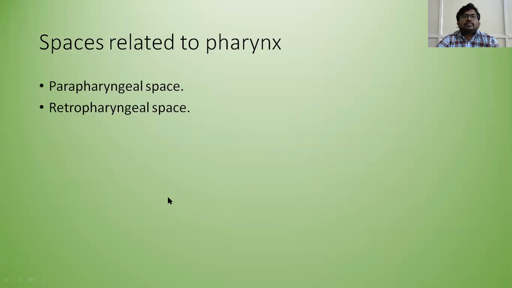Now coming to spaces related to the pharynx. There are two important spaces here. One space, that is parapharyngeal space, is present on either side of the pharynx. And retropharyngeal space is present behind the pharynx. These two are very important for your examination also. That's why we'll discuss these deep neck spaces in a separate class, which also includes the abscesses that occur in this region.